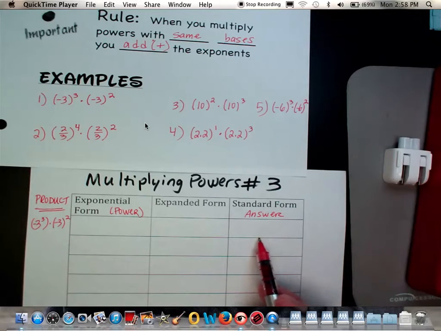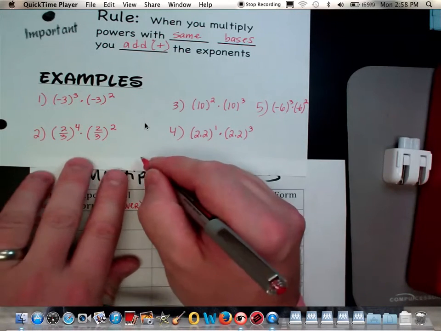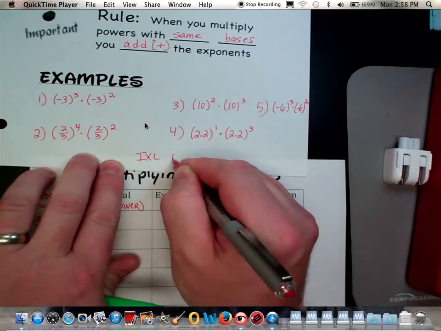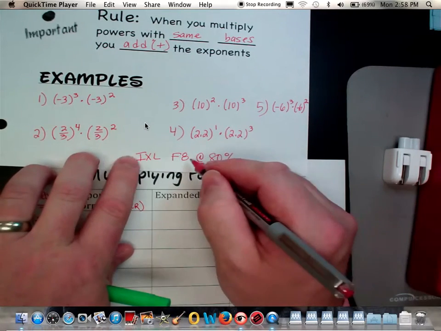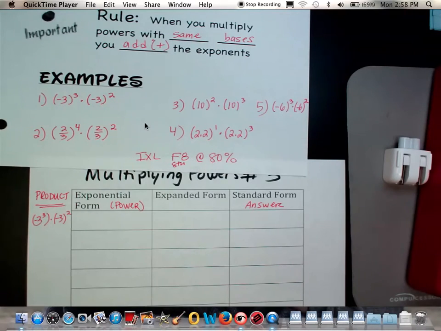Okay? When you finish with these, you need to go to your IXL, and I think it's F8, and I want you to see what you can do at 80%, and it's in 8th grade. All right? Good luck.